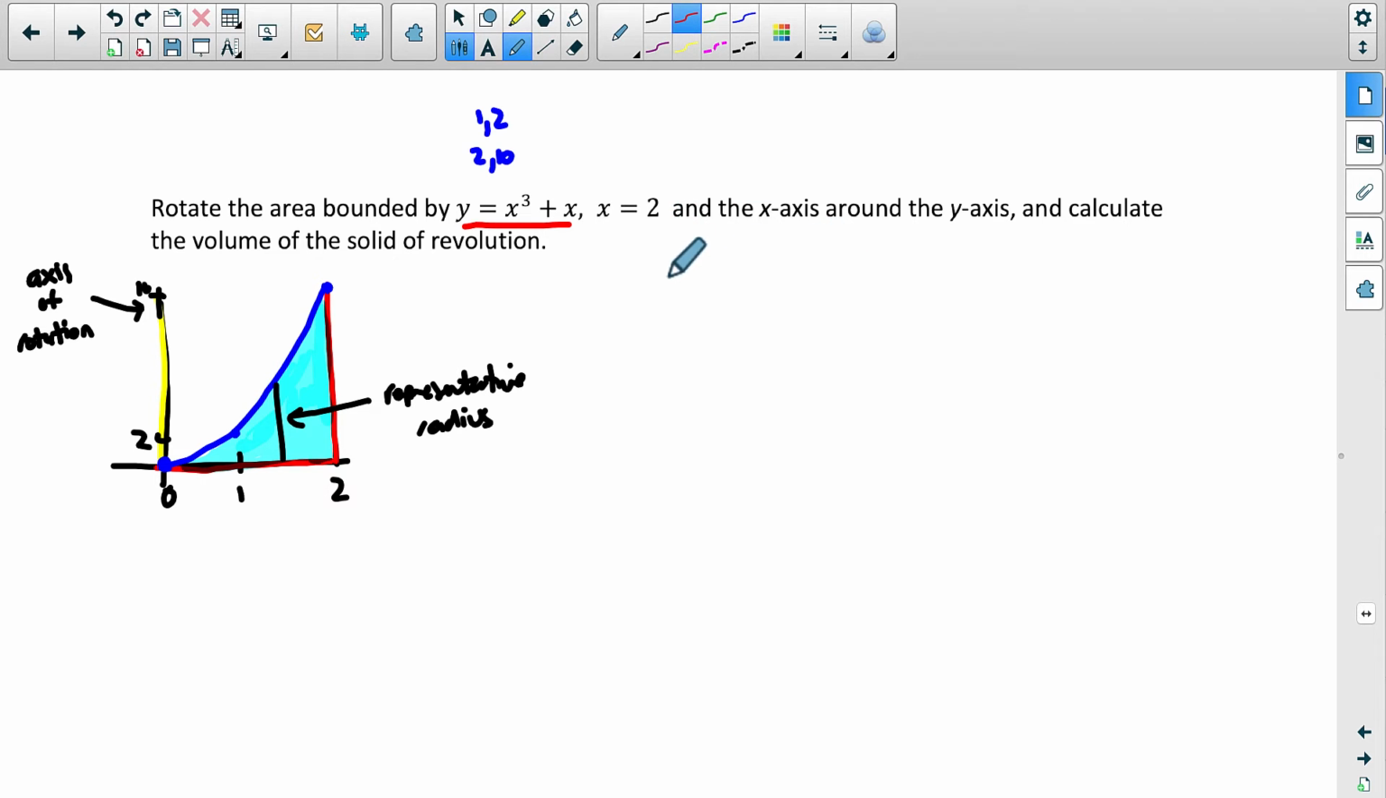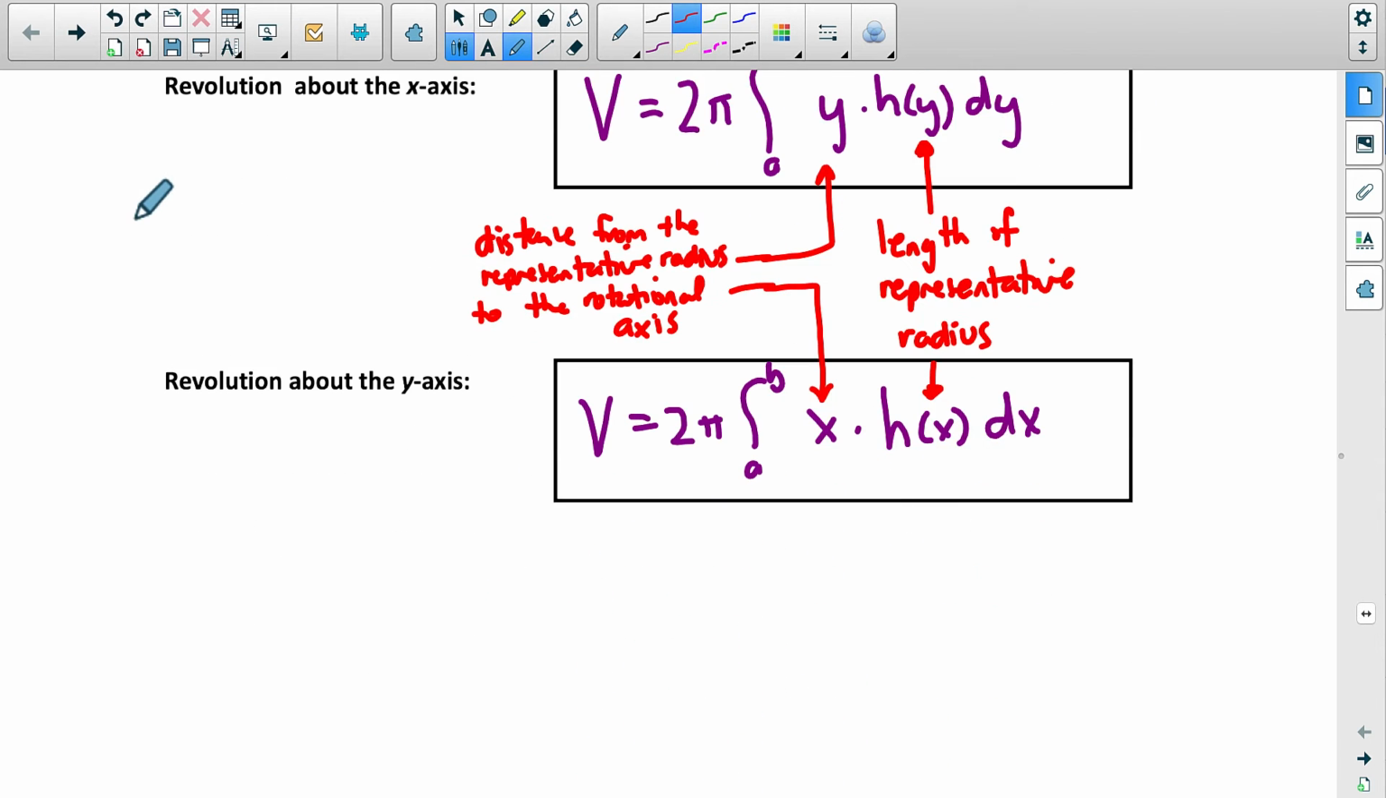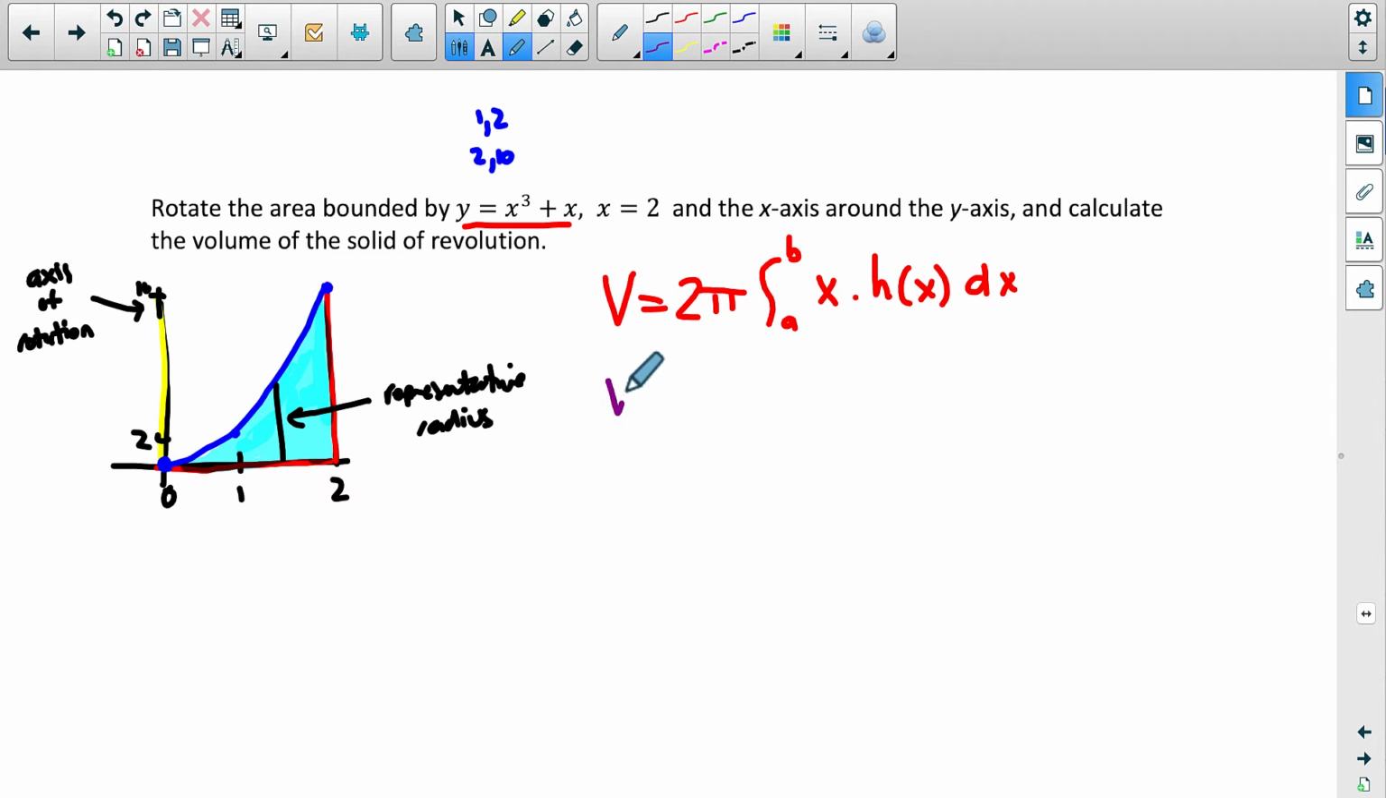Okay, let me write down the formula. First of all, we're rotating around the y-axis, so make sure you pick the right one, right? We're using this bottom one right here that has the x's in it. Okay, so we've got V equals 2 pi. Now, what are our bounds here? So we're doing everything in terms of x, so we need to look on the x, and it goes from 0 to 2. So those are our bounds here, 0 to 2.